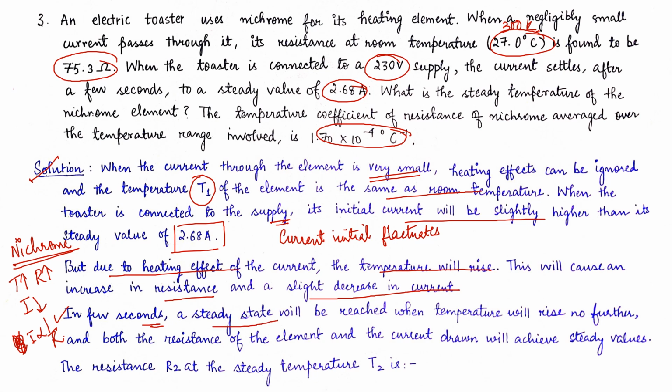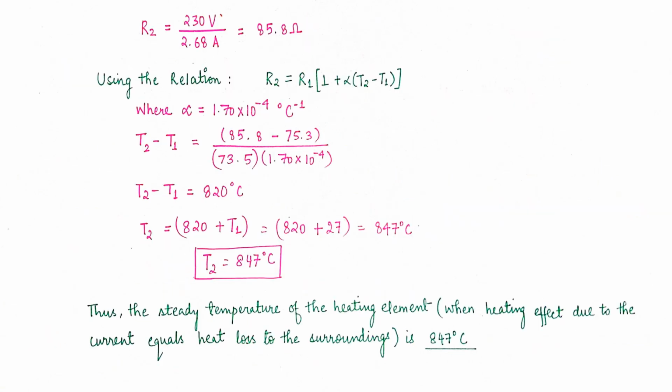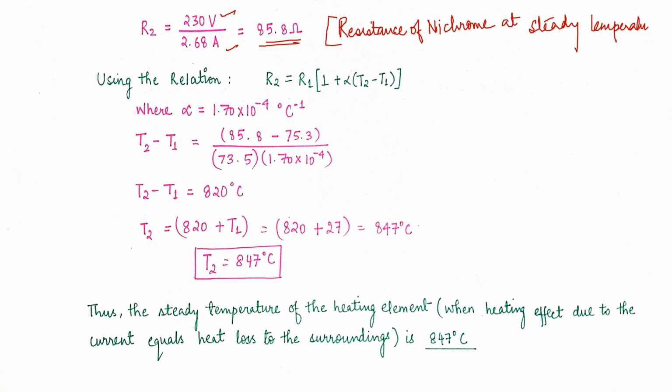In a few seconds, a steady state will be reached when the temperature will rise no further, and both the resistance of the element and the current drawn will achieve steady values. The resistance R2 at the steady temperature T2 is given by R2 equals voltage upon current, that is 85.8 ohm. This is the resistance of nichrome at the steady temperature.